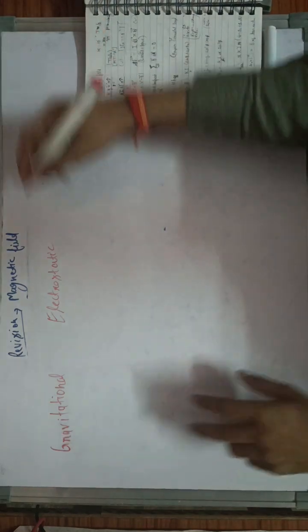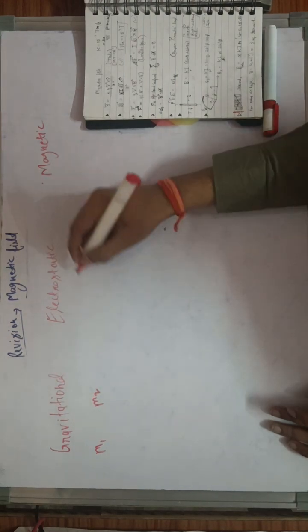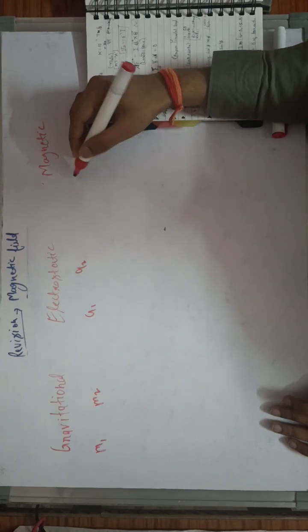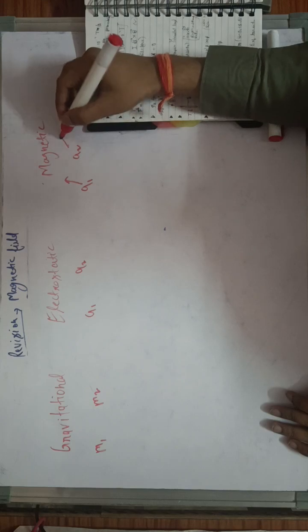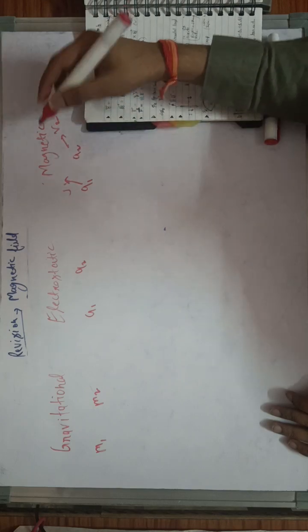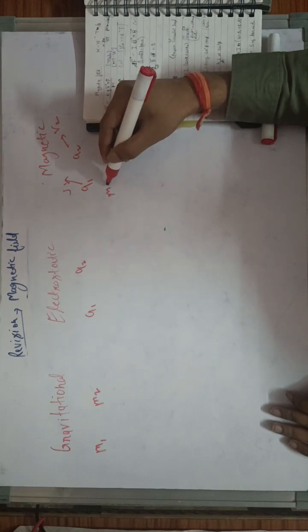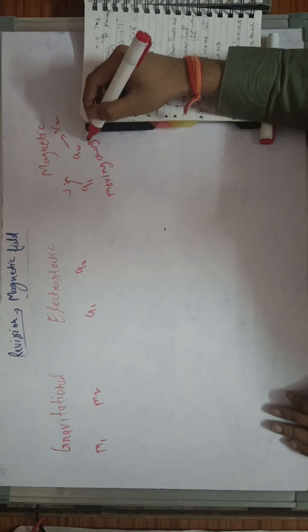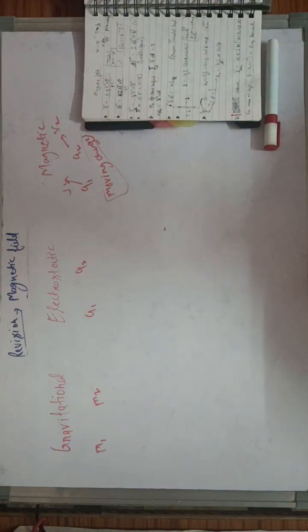For gravitational force to occur, there is need of two masses. For electrostatic force to occur, there is need of two charges, and for magnetic force to occur, there is need of two charged particles moving with some velocities v1, v2. So there is need of some moving charge, and the force depends on the velocity and the magnitude of charge also.